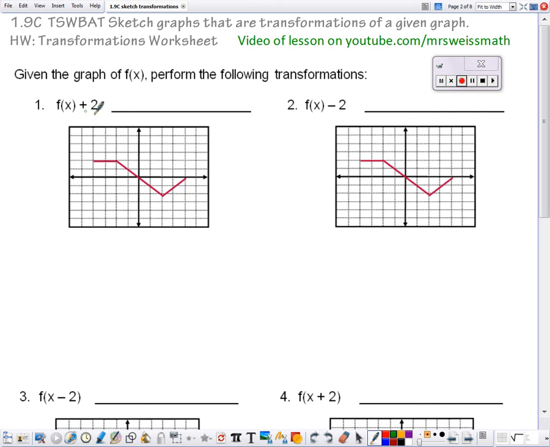So this plus 2 at the end, that moves the graph up 2. So we're going to take every point and shift it up 2. And I like to take the key points here, and then I'll connect my dots. So I moved everything up 2, and now I can connect in the pattern of the original.